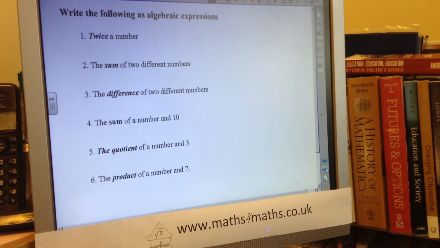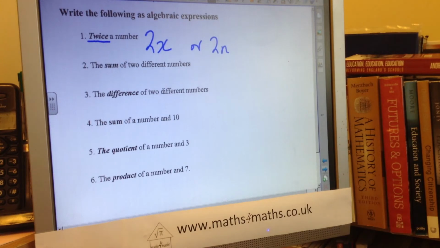Write the following as algebraic expressions. Twice a number. If we consider the number to be, say, represent the number by letter x, then we write it as 2x. We can use any other letter, so we could say 2n.